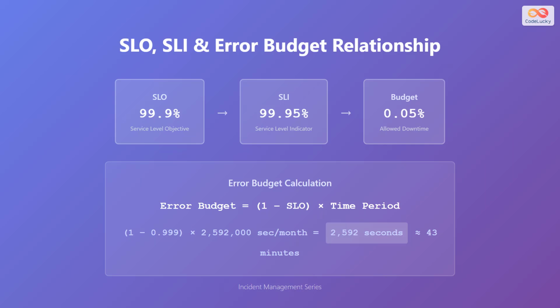To calculate it, take 1 minus your SLO, then multiply by your time period. If your SLO is 99.9% and your time period is 1 month with 2,592,000 seconds, your error budget is 2,592 seconds, or approximately 43 minutes per month.